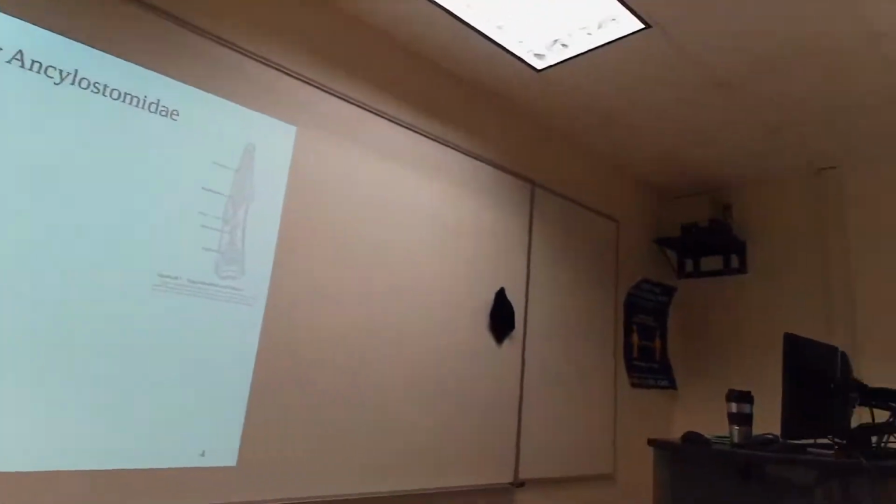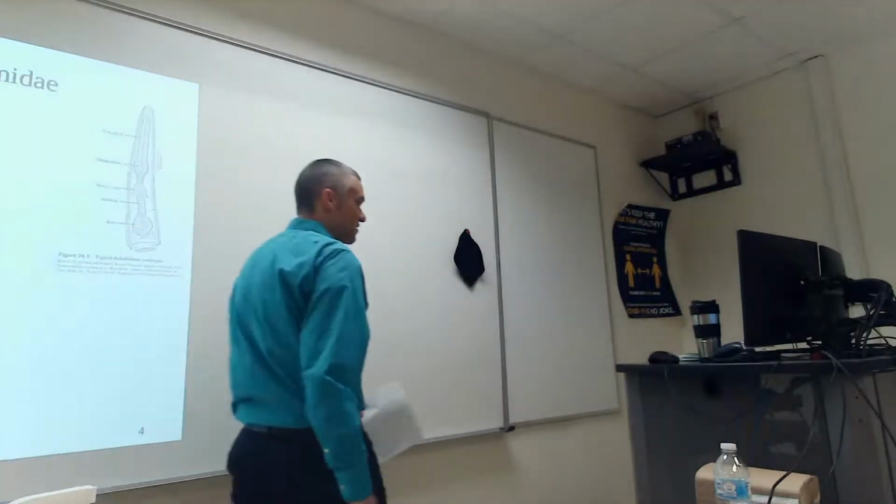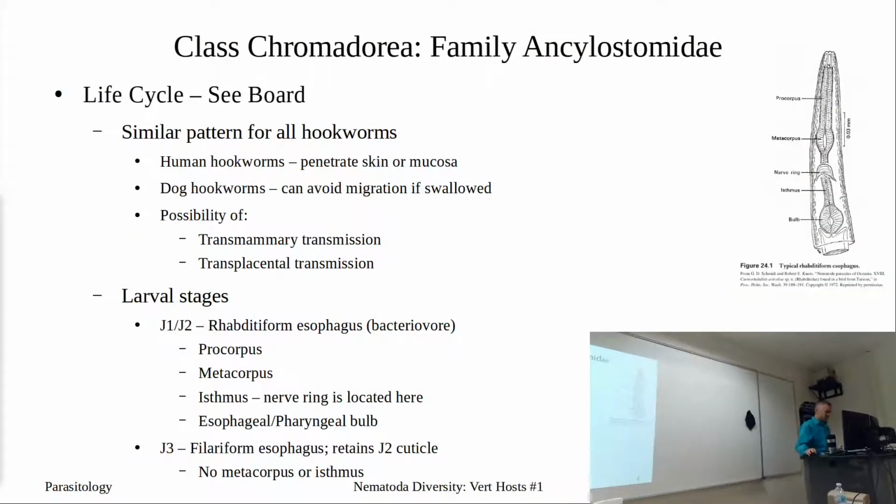Right. So variations to this, exceptions, come down to where they penetrate. All right, so human hookworms can penetrate through the skin, or they can penetrate through the mucosa. So if you put dirt in your mouth that has J3s, those worms can penetrate the oral mucosa, enter the circulatory or the lymphatic system, and undergo the migration to get to the intestines. All right.